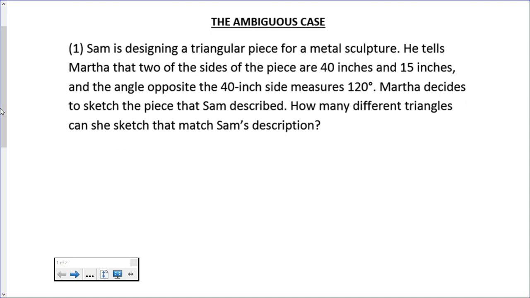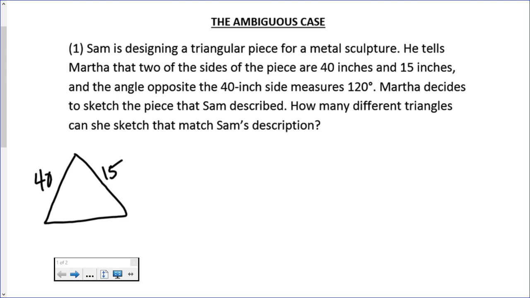Sam is designing a triangular piece for a metal sculpture. He tells Martha that two of the sides of the piece are 40 and 15 inches. So, as with everything, sketch it just so you know what it's going to look like. You don't know for sure, but just so you have a triangle there. It doesn't have to be the perfect triangle that fits the description, but at least so you can write some numbers down.